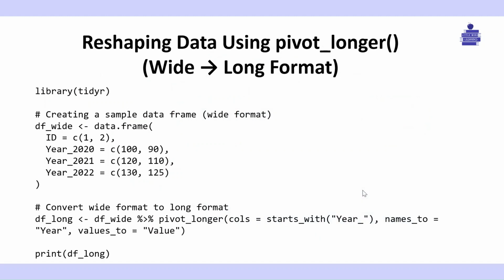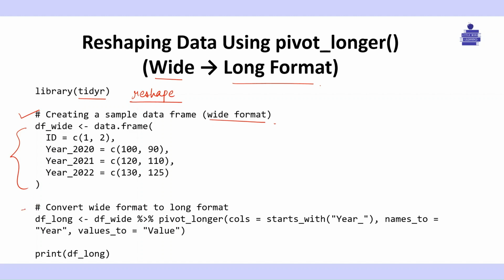Next, we have reshaping data using the pivot longer function. What it will do, it will convert wide format into long format. Here we will use the tidyr package that provides an efficient way to reshape the data. So what we are doing, firstly, we are creating a sample data frame for the wide format. This is how we will create it.